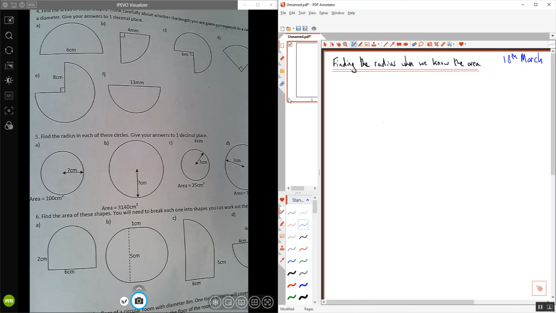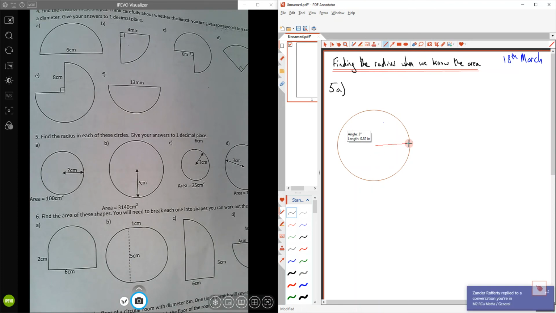Okay, so we're going to have a look at question 5a as an example. So first thing I'm going to do is I'm just going to draw a little sketch. And what we're trying to work out is, in this question, the radius, okay?